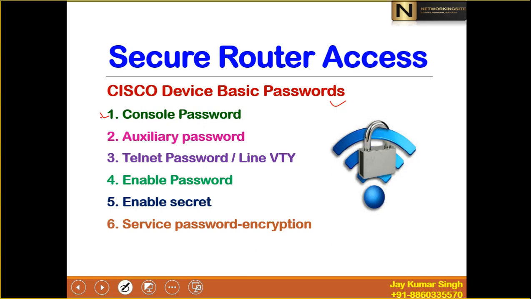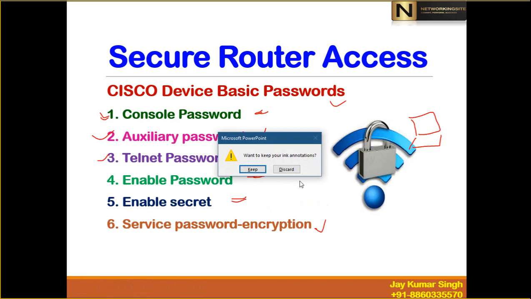So we have console access, so we can secure our console access. If you have some routers which support auxiliary remote access, you can secure auxiliary access. We can configure telnet because telnet is also used for remote access. Telnet we will work on later, because first we have to work on console. Auxiliary is not in use. Then we'll work on the enable password, enable secret password, and encryption.